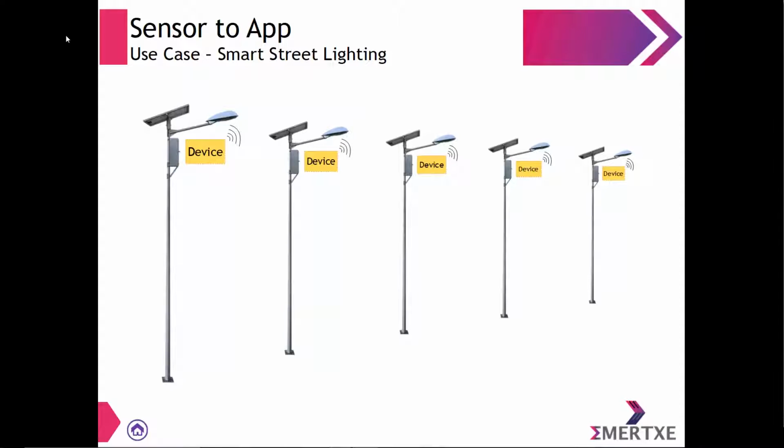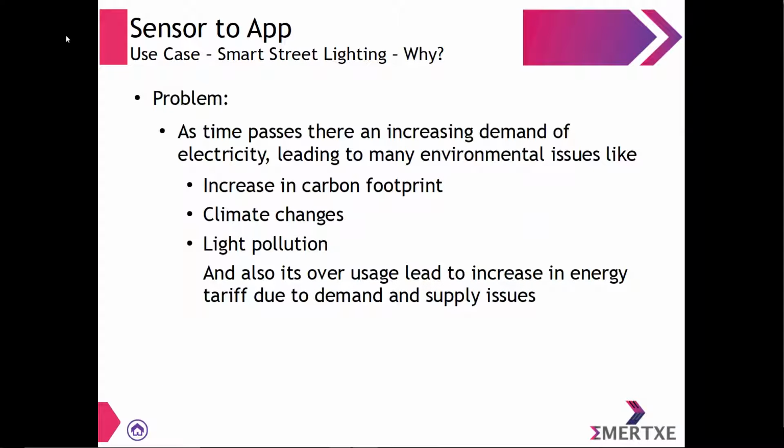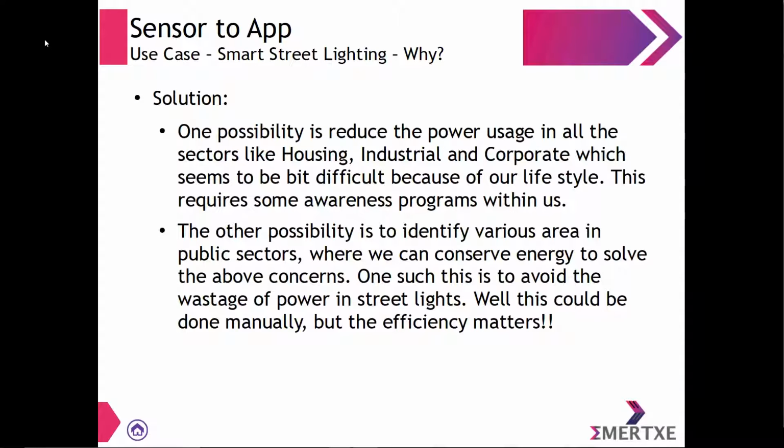Now what do I achieve by doing all these things? The problem is, as we all know, as time passes there's an increase in demand for electricity, leading to many environmental issues like increased carbon footprint, climate change, light pollution, and many others. So what is the solution for this problem? We need to identify some sources of wastage of electricity. One possible solution is to reduce the power usage in all sectors like housing, industrial and corporate, which seems to be a bit difficult because of our lifestyle.